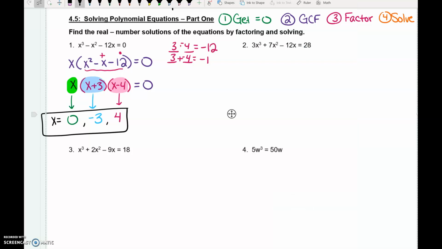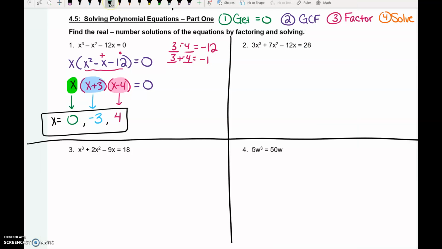Okay, number 2. Our first step needs to be get one side equal to 0, so we need to get that 28 over to the other side. So we'd have 3x cubed plus 7x squared minus 12x minus 28 equals 0. We kept our largest exponent term positive, so we're good.